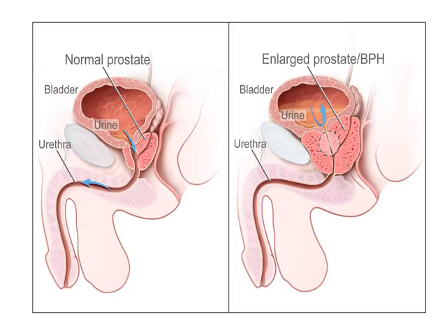In this picture, we can see the normal prostatic gland, which is present at the base of the bladder. The normal prostate will be smaller in size, and it will easily allow the flow of urine. Whereas in the second picture, you can see the prostate is enlarged in size. This is a case of benign prostatic hyperplasia, and the prostate gland is enlarged to such an extent that it is causing obstruction to the flow of urine by compressing the urethra.